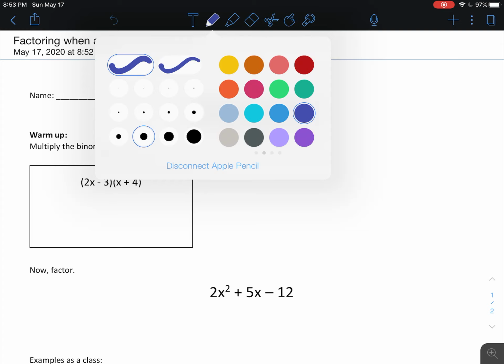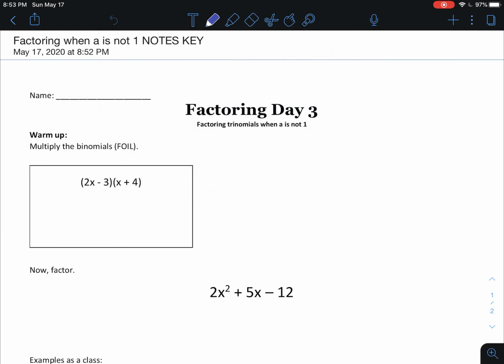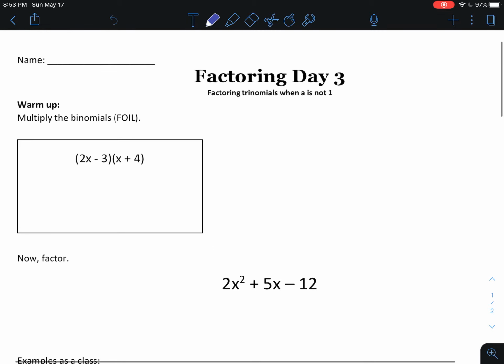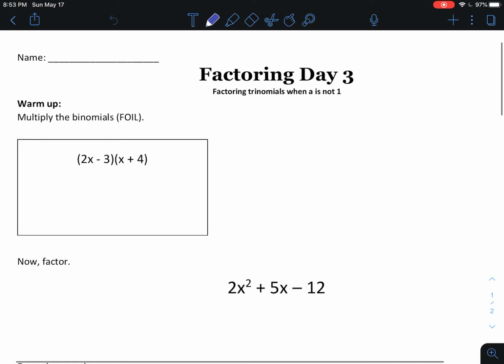Alright guys, these are our last notes of the year, which is super exciting. Okay? So, factoring day 3. This is factoring trinomials when a is not 1.